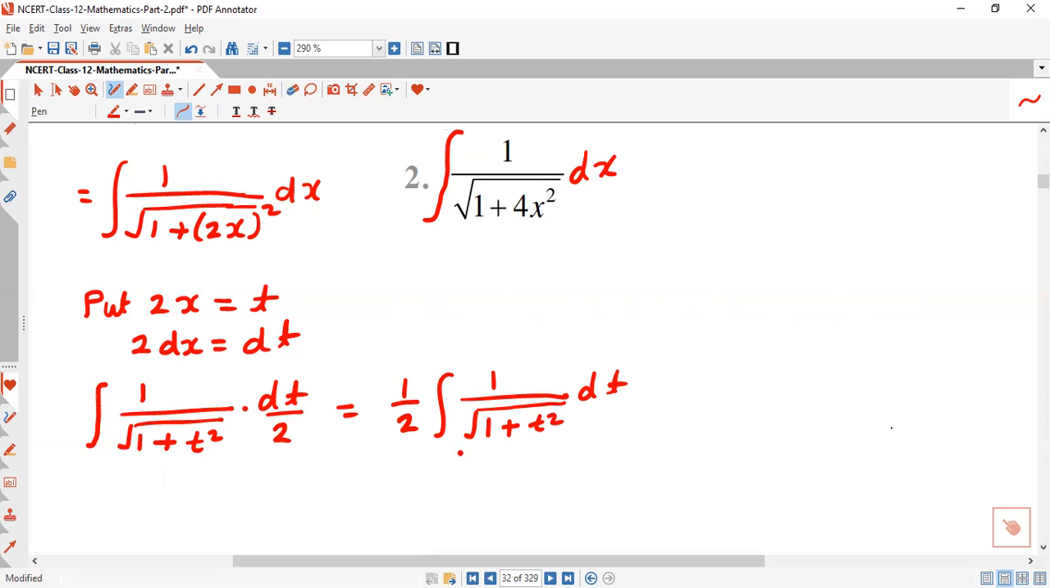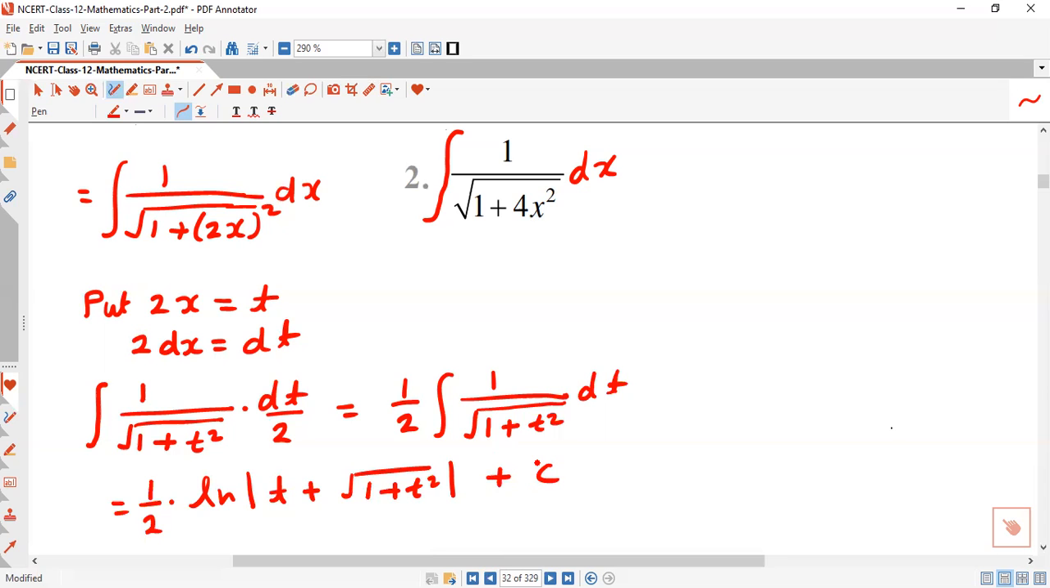Actually, this is a standard formula. What does this standard formula say? Half is there, the constant outside, and the integration becomes log of t plus under root of 1 plus t square, plus some constant c. This is the answer we are getting for the integration.